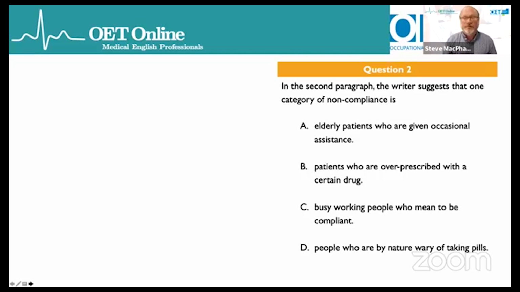A, elderly patients who are given occasional assistance. All right, what do you think? Could they be non-compliant? Perhaps. B, patients who are overprescribed a certain drug. Could they be non-compliant? Consider that yourselves. C, busy people who mean to be compliant. Are they people who are non-compliant? Is that a category? Or D, people who are by nature wary of taking pills. Perhaps that's the answer. We don't know yet. We've got to go through our text to find out.